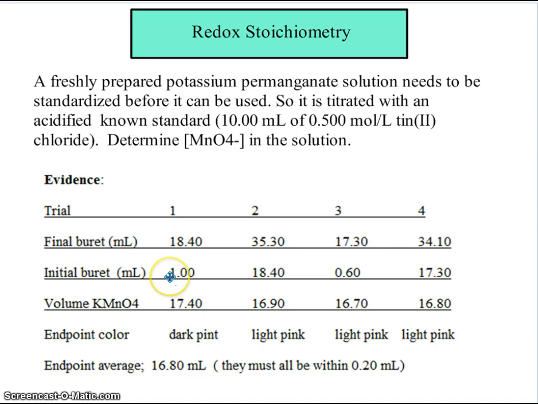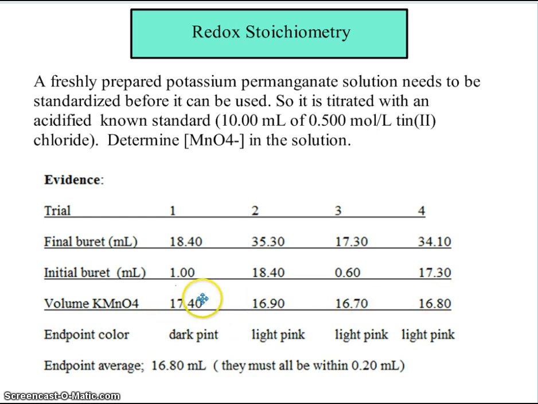So if we take a look at the evidence, we've got 4 trials completed. You always have your final burette reading at the top, your initial burette underneath, so it allows for easy subtraction. The volume of the oxidizing agent is the difference of the two, and we have 3 readings here at the end, 2, 3, and 4, that are all within 0.2 of one another.